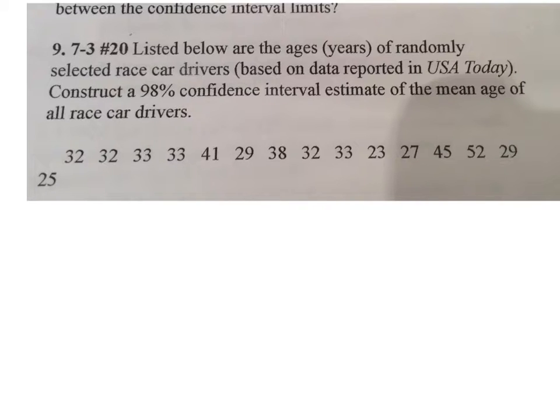Okay. So for number 9, what you're going to have to do here is calculate your mean first of all. And so you're going to add up all of these numbers here and divide by the total number of numbers to get your mean. So we have 2, 4, 6, 8, 10, 12, 14, and I think 15. And so you add them up, divide by 15, that's going to give you your mean.